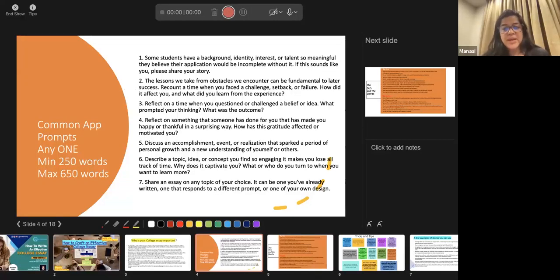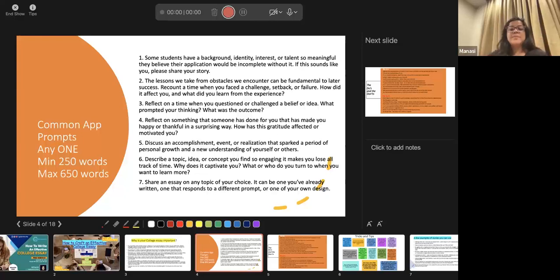They are very open-ended. They allow you to come up with unique circumstances of your life, which you may want to share, any unique experience which you may have had, anything which helped you grow. If you see the seventh prompt, it's pretty open-ended. You can share an essay on any topic of your choice. So apart from the six prompts, which are specific, the seventh prompt is absolutely open-ended, where you can upload any essay which you may have written earlier or which you may write now.